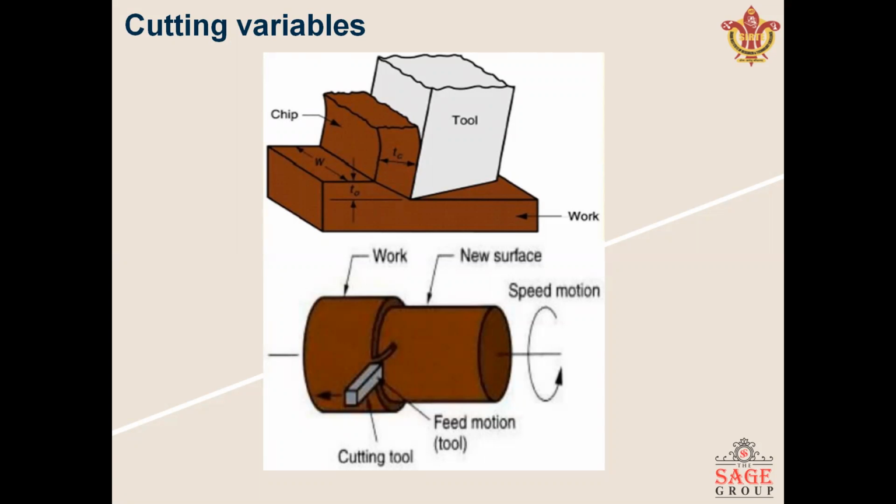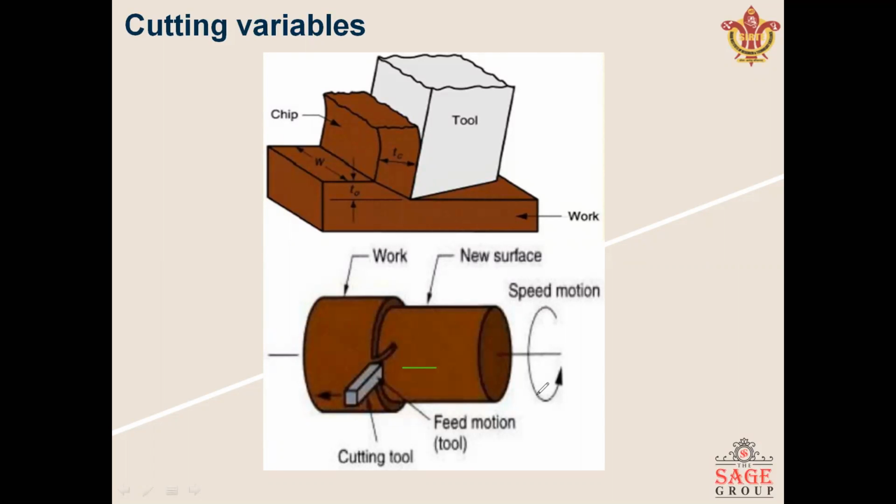Now we are feeding the tool in the direction, and the direction of the feed of the tool is like this. Now the tool is fitted in this direction. Also there is the depth of the cut as well as the chip formation, the type of material, the tool. So these things are the cutting variables. So let's discuss the cutting variables separately.